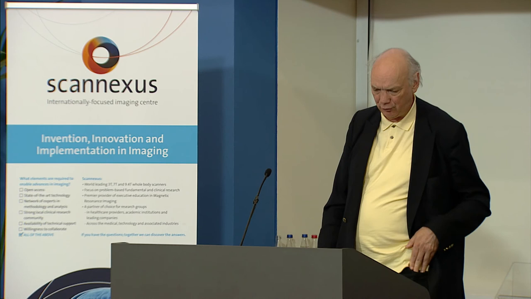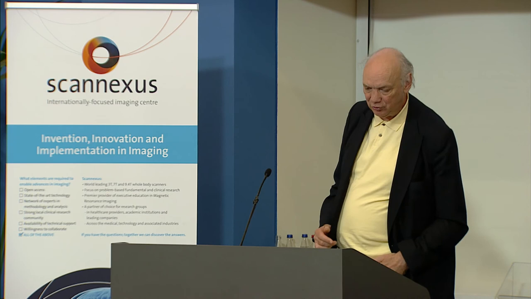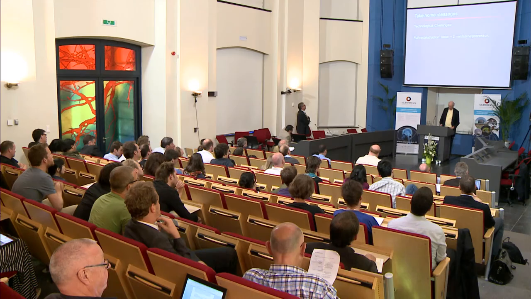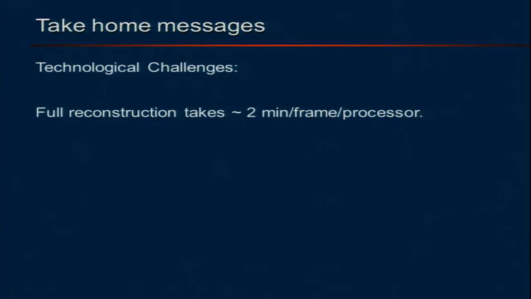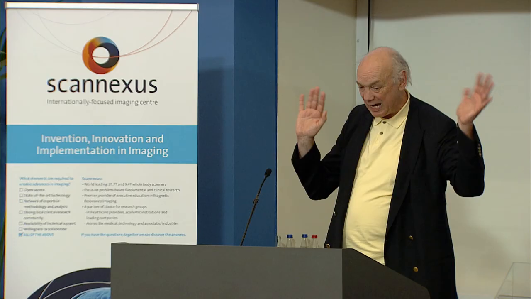Apart from the gradients, there are technological challenges with the fast fMRI. The full reconstruction with our current algorithm takes about 2 minutes per frame per processor. So if you have many processors, you can still reconstruct your whole time series. Just remember, 100 milliseconds gives you lots of data. So it takes days on a grid machine.